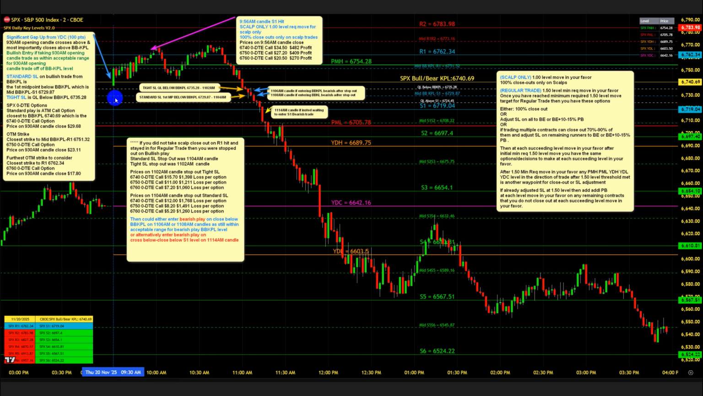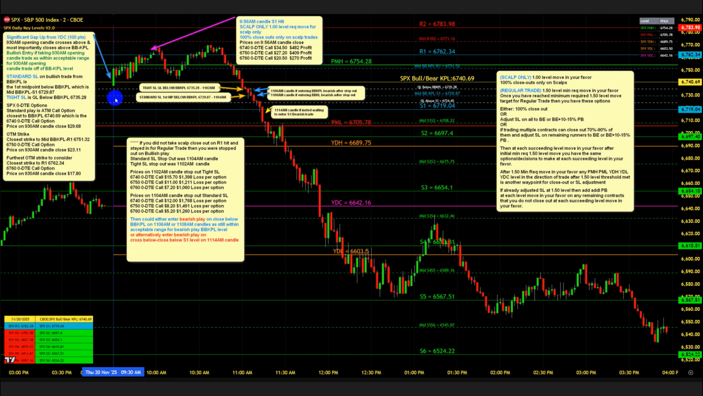So with this particular trade here, on this bullish trade from the bull bear KPL, you have three different strikes that you can utilize. The first strike is going to be the standard play, which is the at the money option. In this case, it's a call option since it's a bullish trade. And the standard play is going to be the closest strike to the level that you're taking the trade from. In this case, the level we're taking the trade from is the bull bear KPL, 67.40.69. So that is going to be the 67.40 strike.